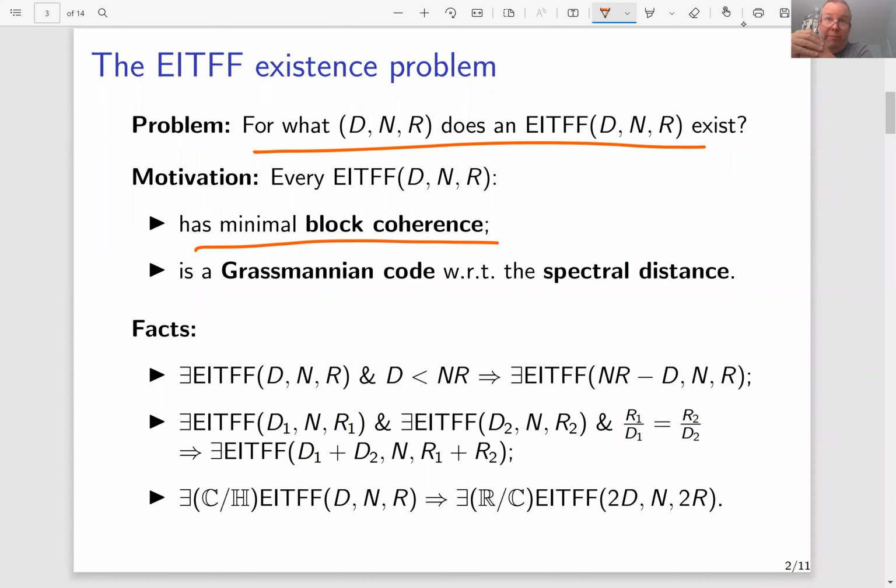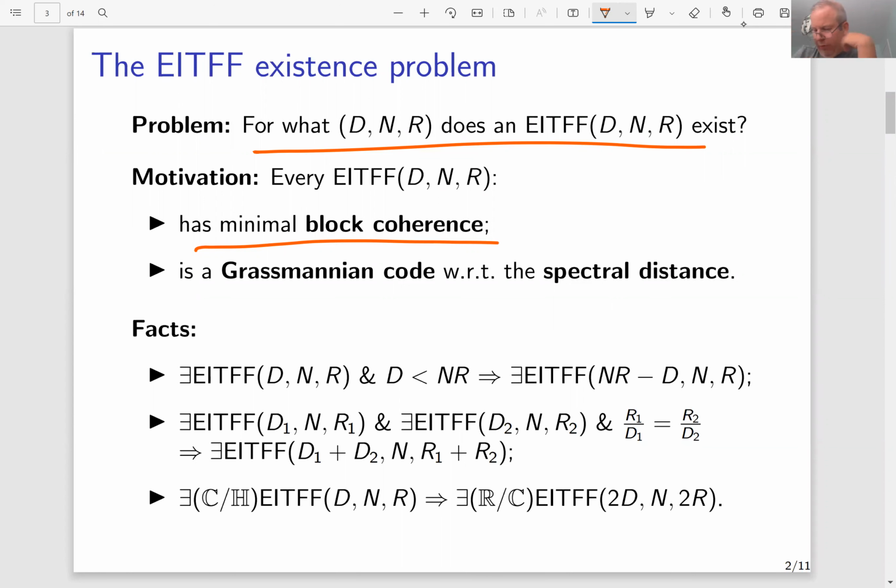But as long as your subspaces are designed sufficiently well, in particular, have small block coherence, of which EITFFs have minimal block coherence, you can solve this problem, not often, but still remarkably often, in particular, if you only pick a few subspaces to begin with. And you can actually solve it practically, not just as a matter of mathematically. You can use real algorithms to actually do it.